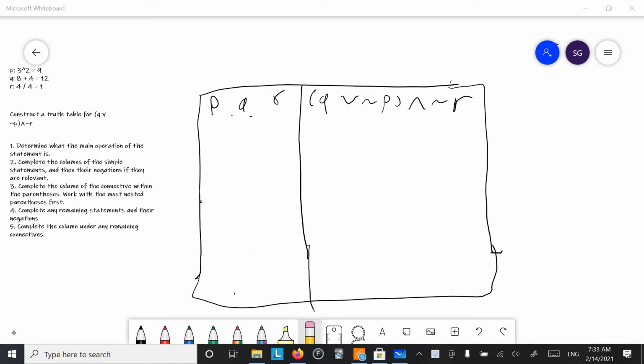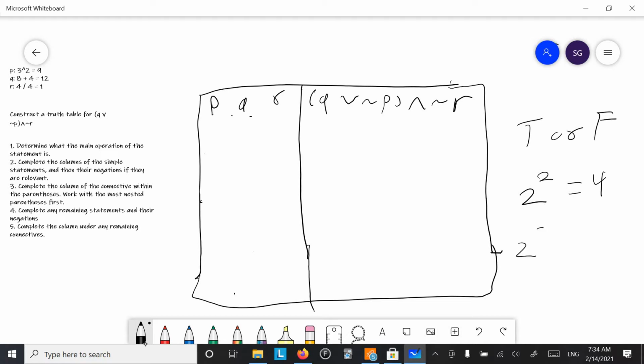Now, with 2 statements, there are only 4 answers for the main operation, because as we know, there are only 2 answers that it can be: true or false. So there's the 2. And if there are 2 statements, it's 2 squared, which equals 4 operations. But there are 3 statements right here, so it's 2 to the third power, 2 cubed, which means it's 8 operations that it can be. So that's how we know.